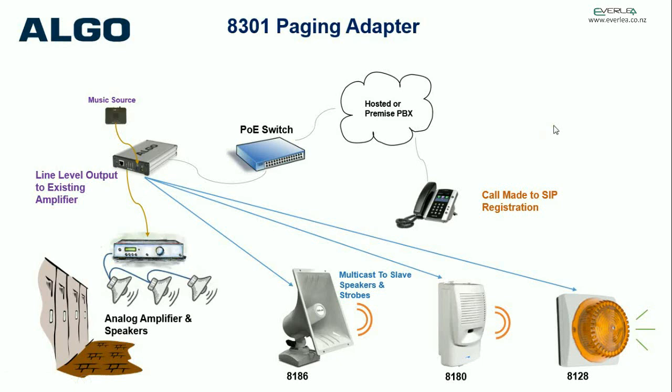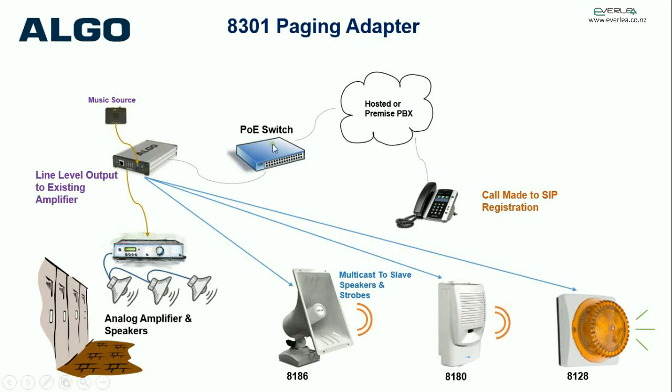Now that we've looked at the program interface, just a recap on what sort of things you can do with the 8301. It's a paging adapter, so as we can see in the illustration here, we've got the Algo paging adapter sitting up on the top left of the screen. We've got our music on hold source sitting there, so we can have an MP3 player or something playing music through. We have an existing output down to the analog amplifier, and then we've got our analog amplifier and speaker, so these are existing.